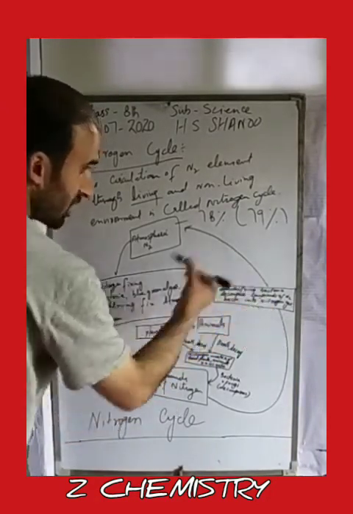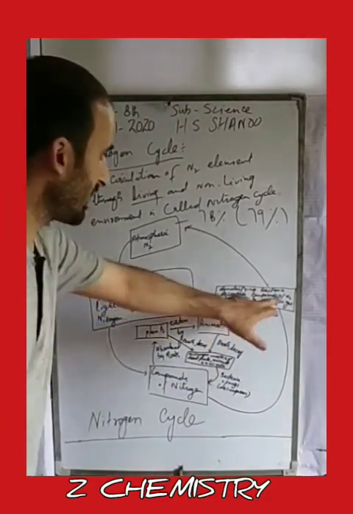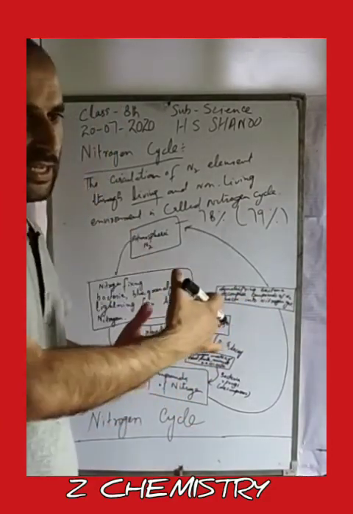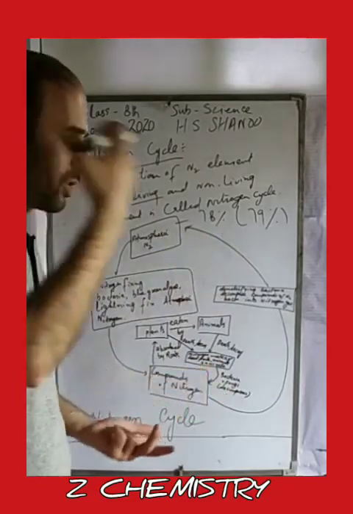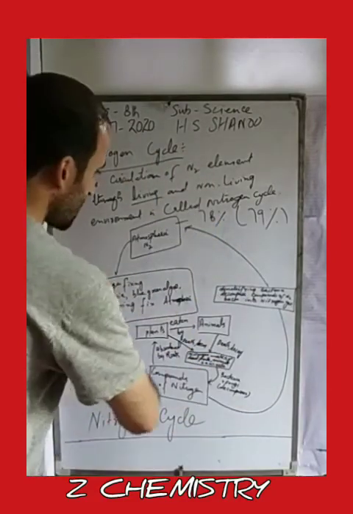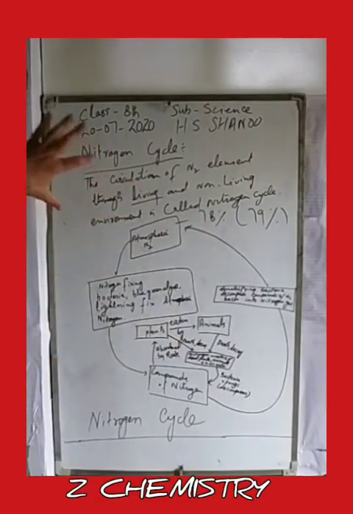And in the last step, what happens? Denitrifying bacteria, the bacteria which usually denitrify, remove these oxides or hydrides from these compounds of nitrogen, and this nitrogen element again comes into the atmosphere as nitrogen gas, and in this way this cycle goes on between living and non-living components of the environment, and that is what is called the nitrogen cycle.